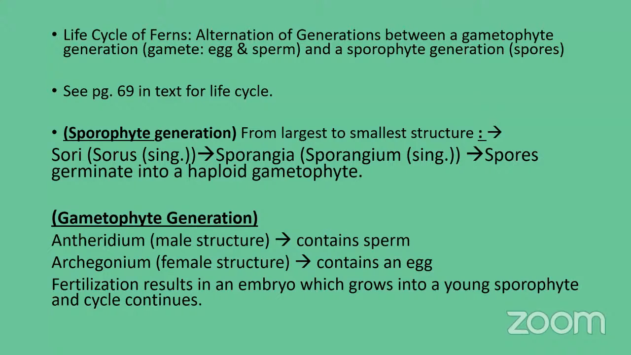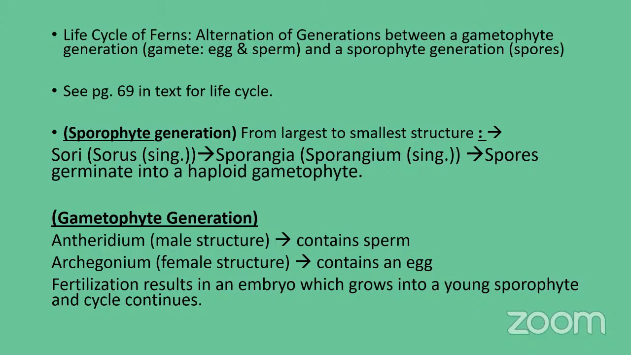So, when we think about the basic life cycle of ferns, we're going to notice that they have 2 parts to the cycle. They have alternating generations. So they're going to have different reproductive structures involved in their first generation versus in their second generation. So first, we're going to create our spores. We call this the sporophyte generation.